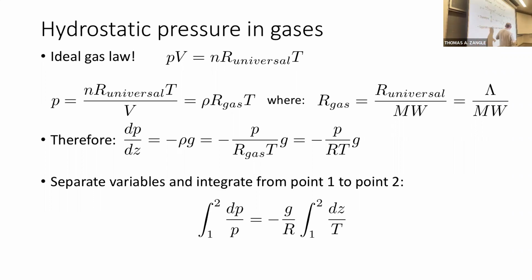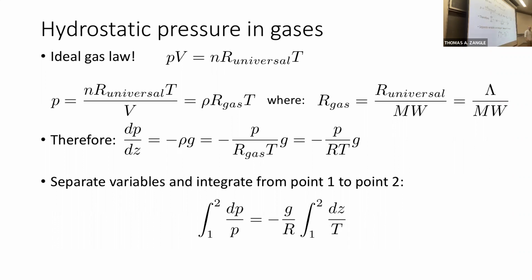Which I have here. Make sure I have everything. From condition 1 to 2, right? So from some P1 to some P2 instead. And notice in general, I've left T, the temperature, inside of this integral. That's because in the atmosphere, the temperature tends to vary with z.